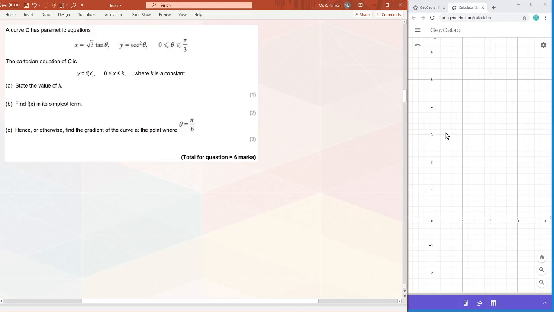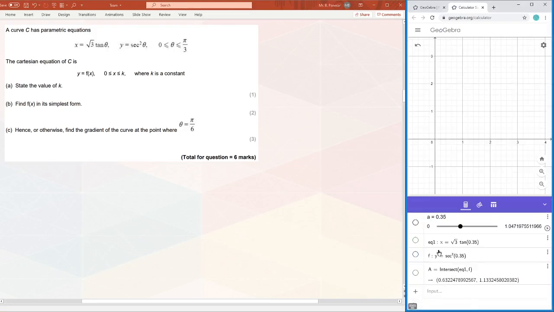But before I even try and attempt this question, I'm going to show you how it looks graphically. So I've set it up on here, and this is basically the range that the angle can be. I'll call the angle A, and that's the range in between 0 and pi over 3. Now, pi over 3 radians, that's 3.14 divided by 3, which you can see here is 1.047, going on for more accuracy. This is the first equation, x equals root 3 tan theta, and this is the second equation, y equals sec squared theta. And if I press play in between 0 and pi over 3, it'll be interesting to see what actually happens.